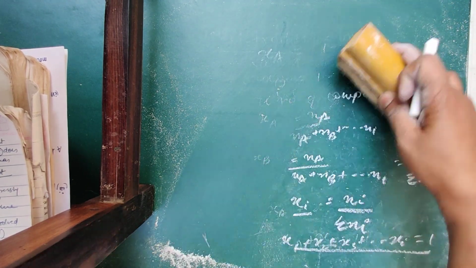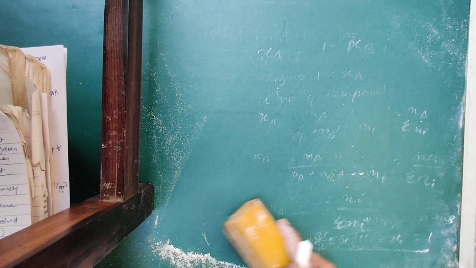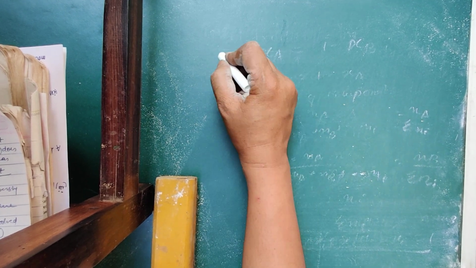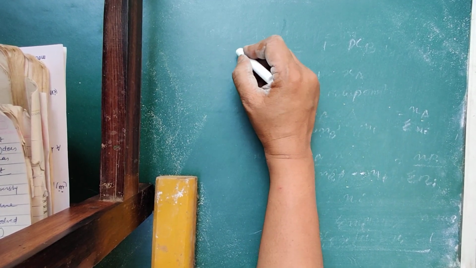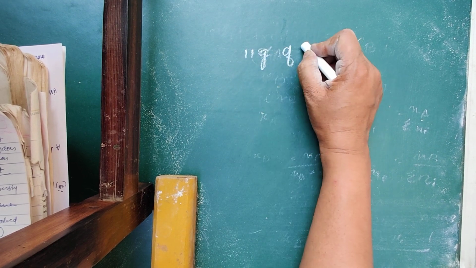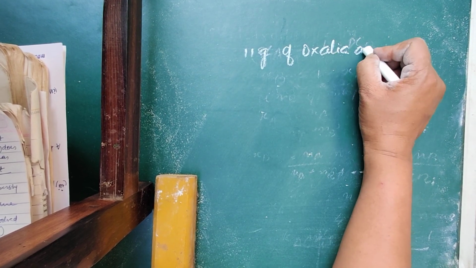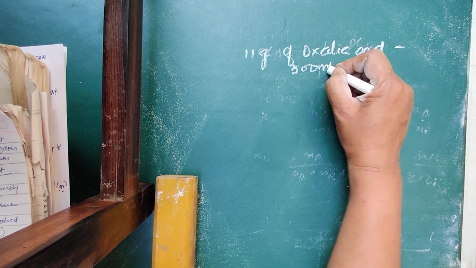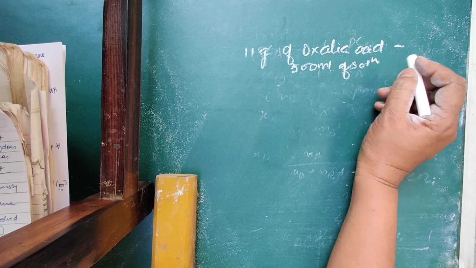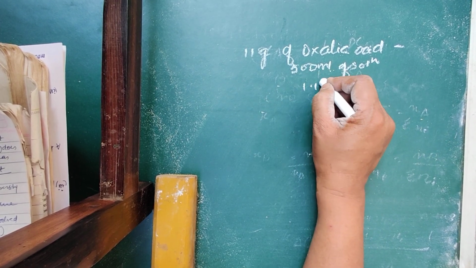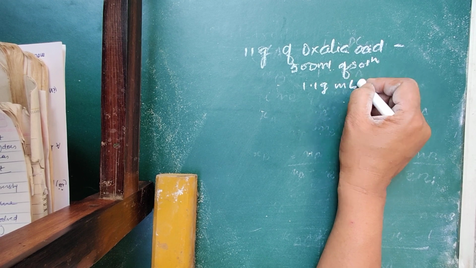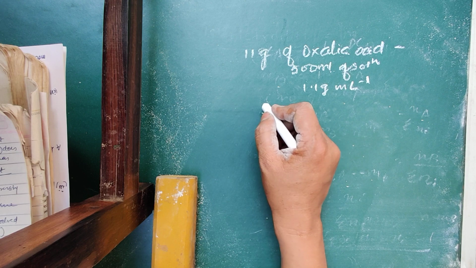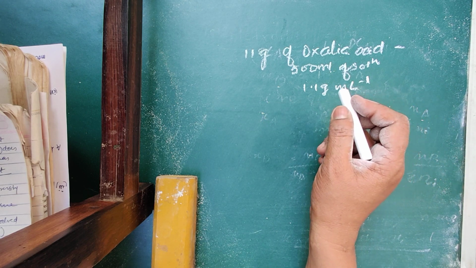So let us start the numericals topic wise only. First we have studied about the mass percentage. So one example for the numerical: if we have 11 gram of oxalic acid dissolved in 500 ml of solution, and if density is given as 1.1 gram milliliter inverse, then we have to find out the mass percentage of oxalic acid solution.